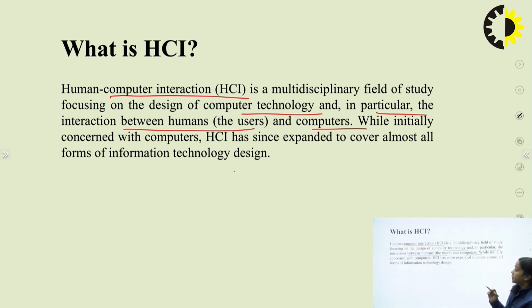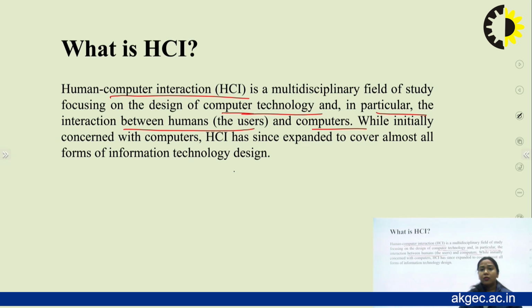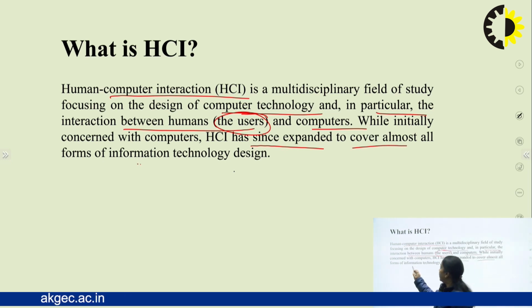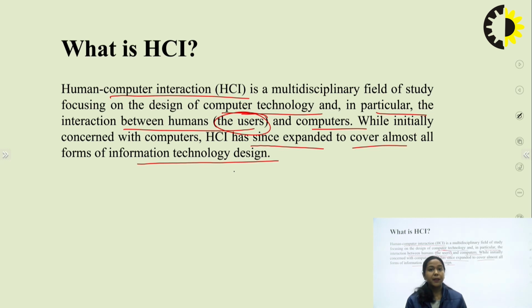So here we are discussing and focusing on the study of each and every type of design by humans for computer technology. That means how this computer technology is designed in such a way that it becomes user friendly, to be easily and comfortably operated by the human. Whom are we focusing on? We are focusing on the user. The user should be able to access the computer technology. So our main focus is the user. While initially concerned with computers, HCI has since expanded to cover almost all forms of information technology design. Initially, when we were creating complete computer designs, we were focusing on the way we interact with the human, the way we connect with the human in the simplest way.